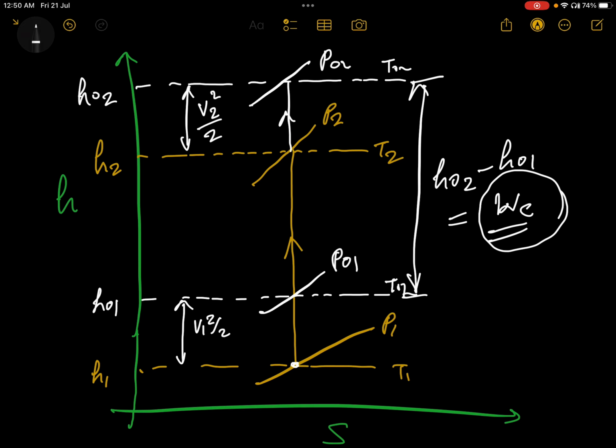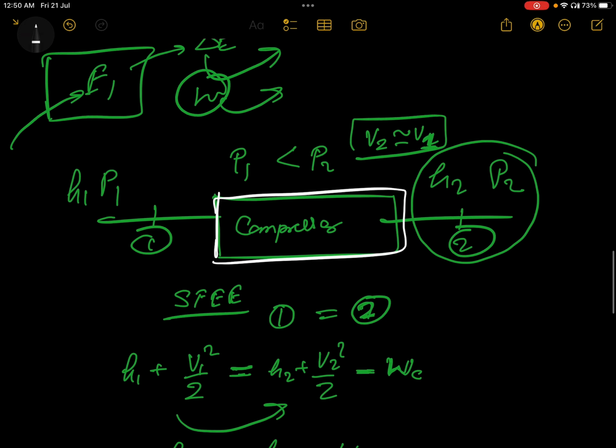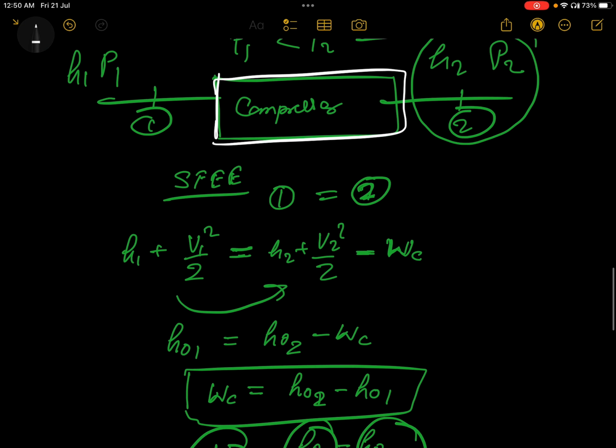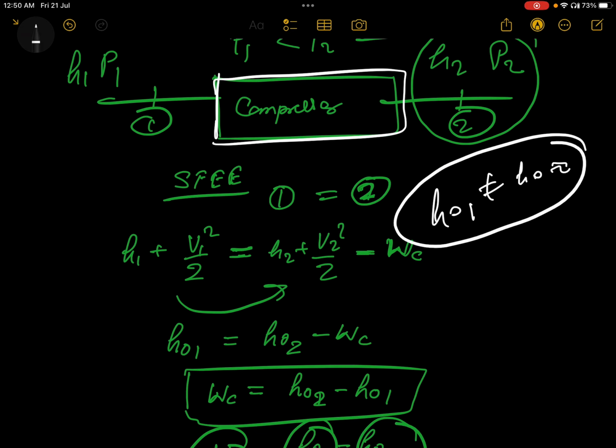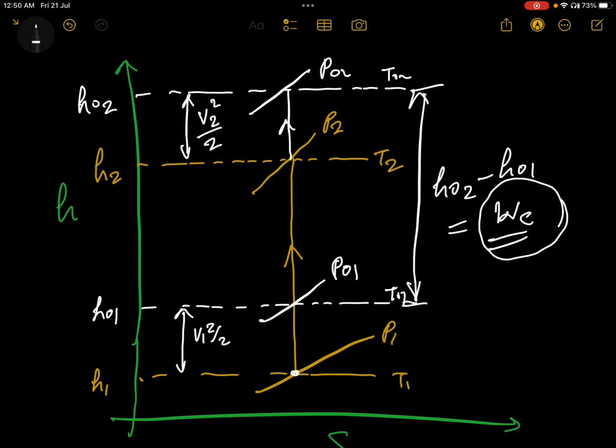This is not the case of energy transformation. Here the energy is transferring, because it is the compressor, from one state to another state. We are transferring the energy, so the stagnation state will not be constant. Here we can't say that H naught 1 is equal to H naught 2. Only for the case of energy transformation, H naught 1 is equal to H naught 2, but for the case of energy transfer, we can't say that. In all the cases of energy transfer, the stagnation states are not constant.